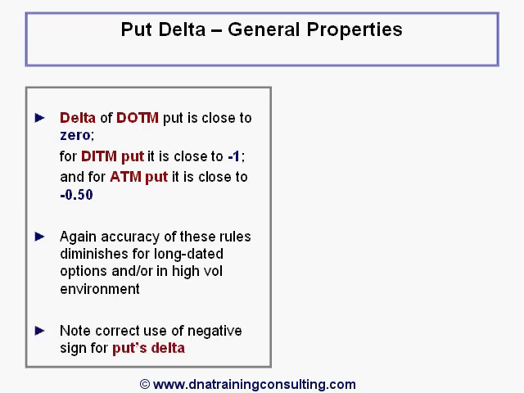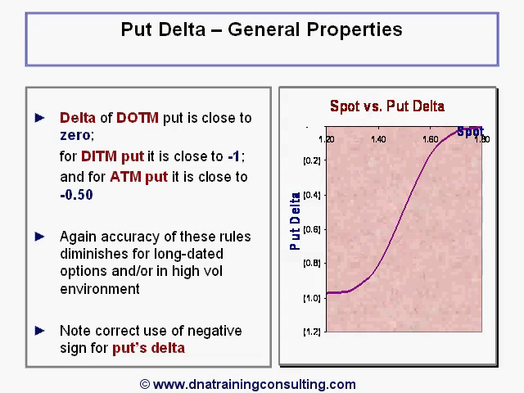Note our use of the negative sign for the put's delta, which is technically correct since increases in spot result in drops in the put's value and vice versa. The graph you now see on the right shows the put's delta moving from close to 0 on the right to almost -1 on the left, as the spot diminishes gradually from 170 or 180 to around 130 or 120.